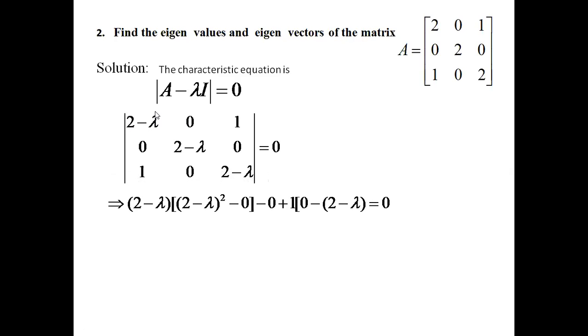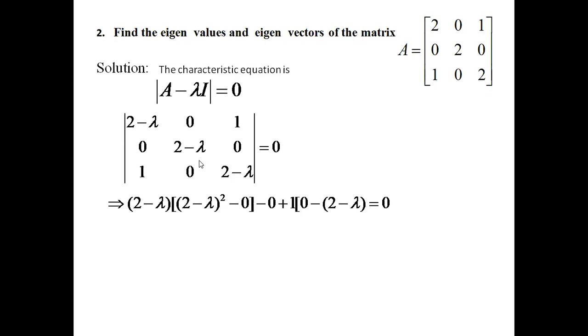So 2 minus lambda into the determinant of the remaining elements, which is 2 minus lambda into 2 minus lambda minus 0 into 0. So we get this term: 2 minus lambda into this product minus 0. Then this is over. For this element, the sign should be minus, so minus 0 into anything is 0. If you expand, you can write 0 only. It is 0.